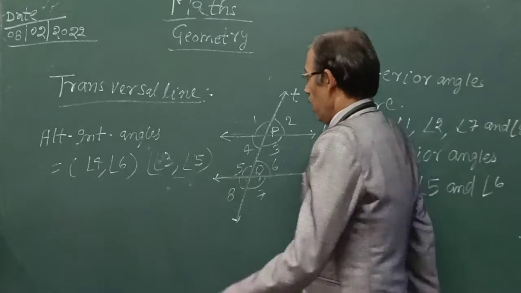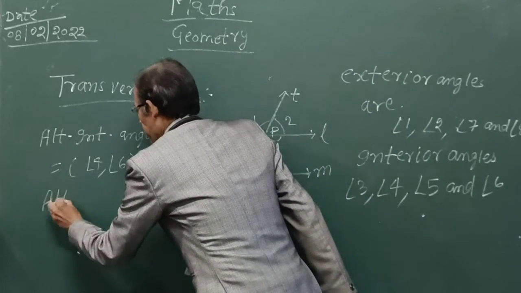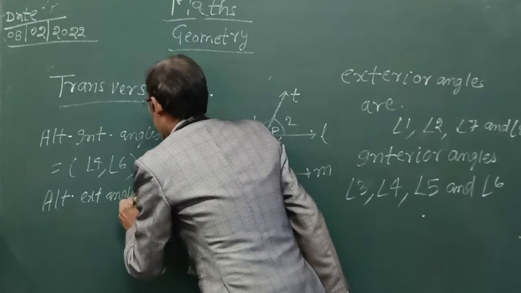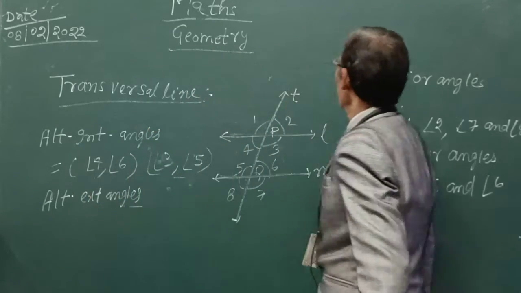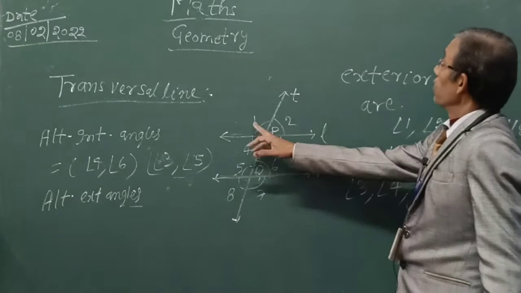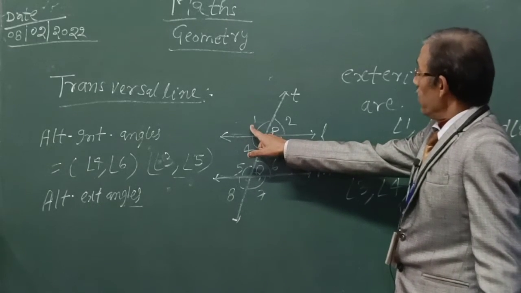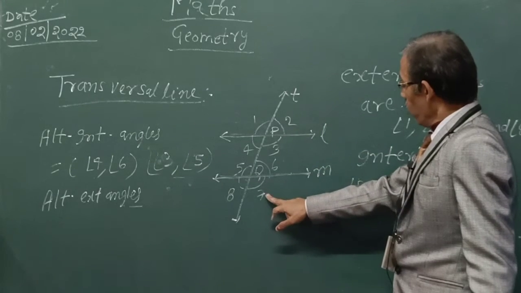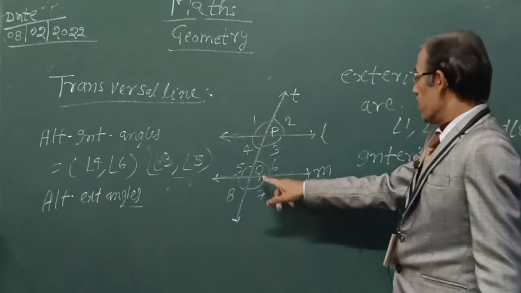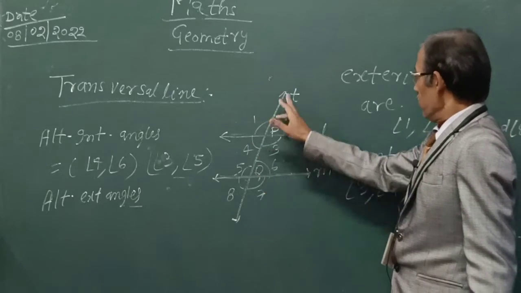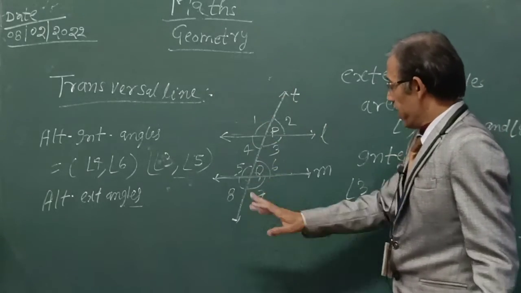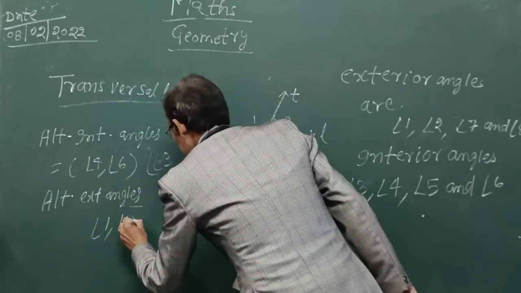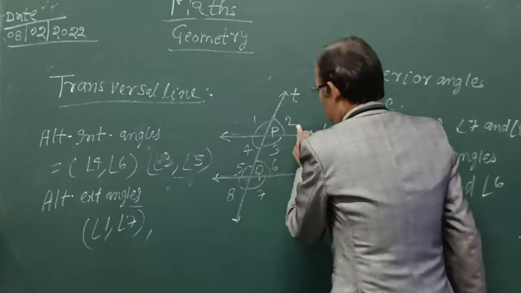Now, alternate exterior angles. A pair of alternate exterior angles: one upper angle and one lower angle which are on opposite sides of the transversal line P. Angle 1 and angle 7, similarly you can write angle 2 and angle 8.